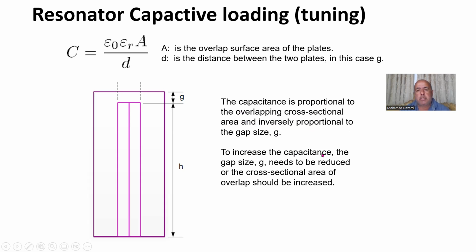Now, to increase the capacitance, we need to decrease the gap, okay? And reducing G, basically, or increasing the cross-sectional area, okay? The cross-sectional area in this case, if we have a case like this, we really can't do anything about it because it's a screw. Actually, you can change the diameter of the screw. That does change the cross-sectional area, okay, to a certain extent.